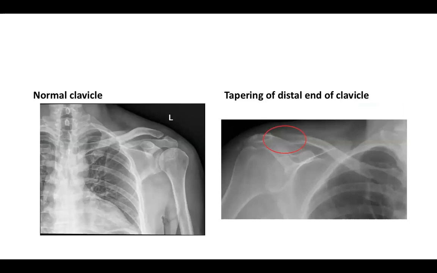Hyperparathyroidism also causes tapering of the distal end of the clavicle. You can see the normal clavicle on one side, and you can very clearly identify its clearly demarcated distal end. But on the other side, you cannot appreciate a clear-cut end. You don't know where the clavicle ends. There is tapering, or the distal end is not very clear.